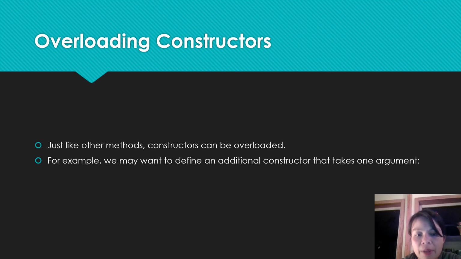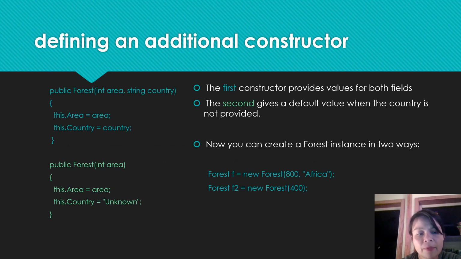Just like other methods, constructors can be overloaded. For example, we may want to define an additional constructor that takes one argument, right? The first constructor provides values for both fields. The second one gives a default value when country is not provided. Now you can create a Forest instance in two ways. You can put two arguments in or just one.